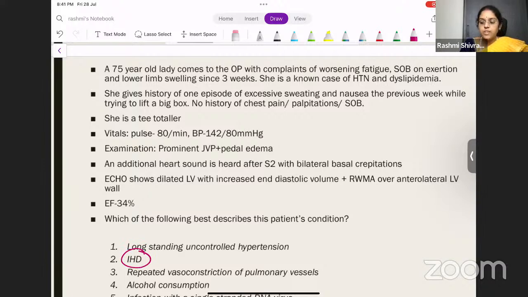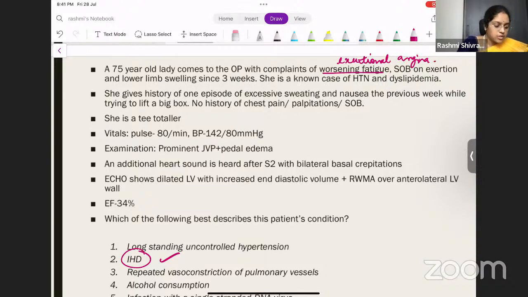The answer is very obvious. It is ischemic heart disease. But why do we say that this is ischemic heart disease? You see here, there is exertional angina, isn't it?